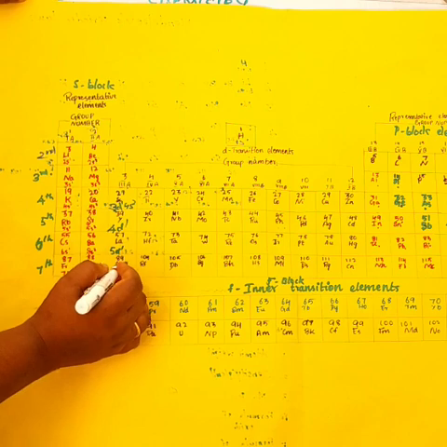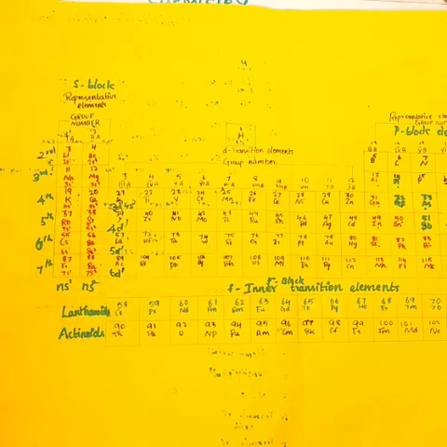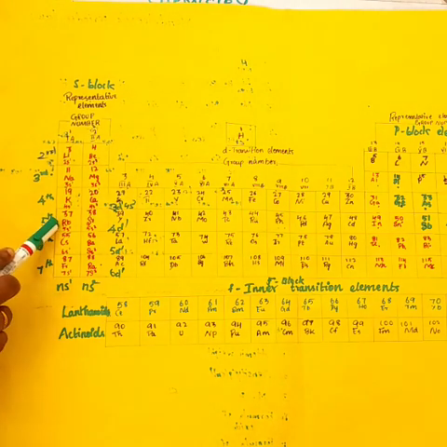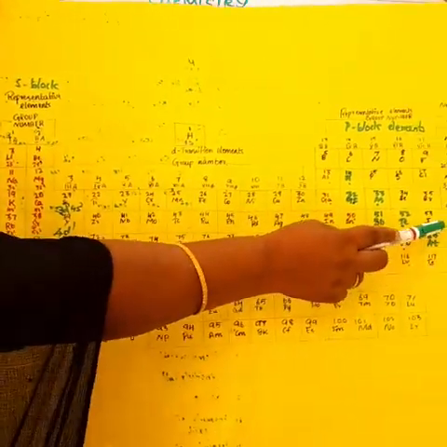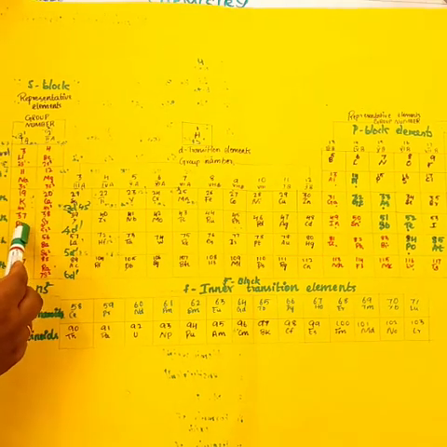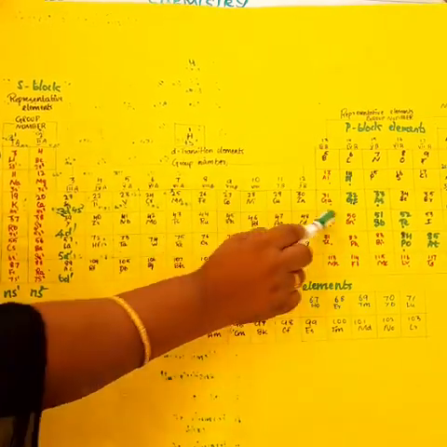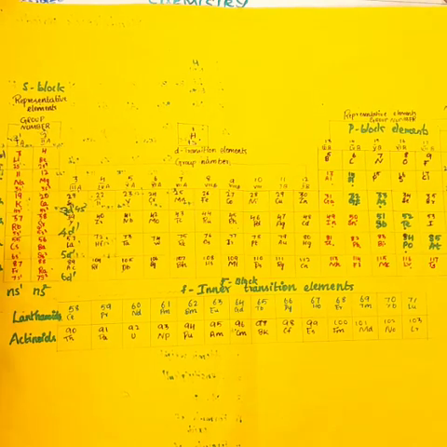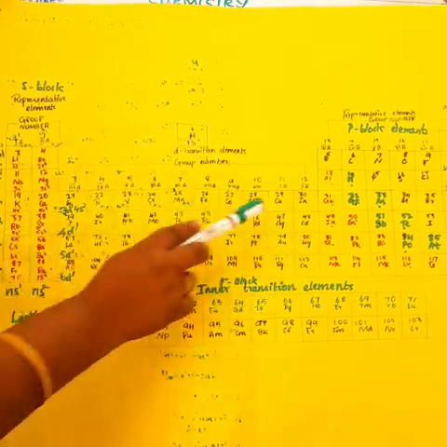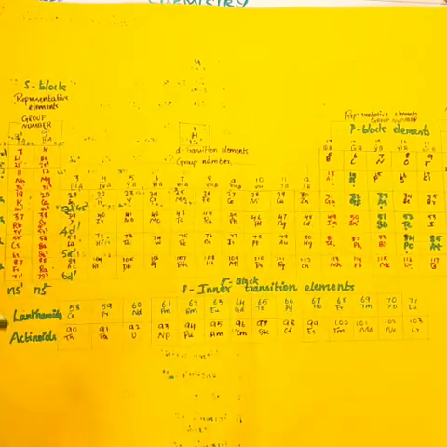Understood? In the fifth period, it starts from the 5s1 orbital, followed by 4d, and it ends with 5p6. The fifth period starts from the 5s orbital, followed by 4d and 5p. How many elements are there? Totally 18 elements: 2 S block elements, 10 transition elements and 6 P block elements.